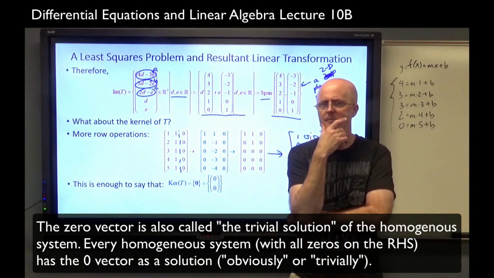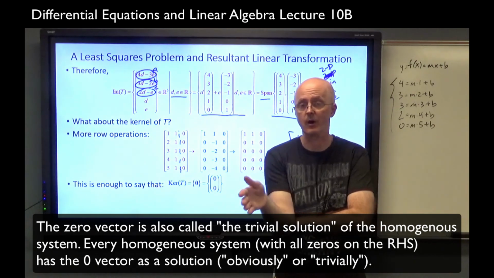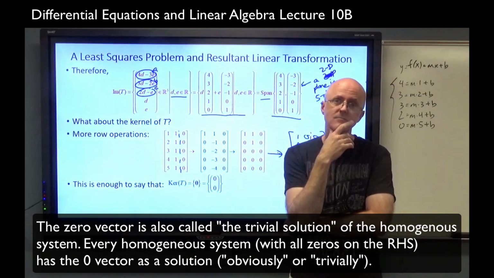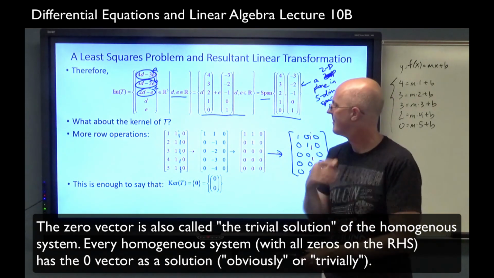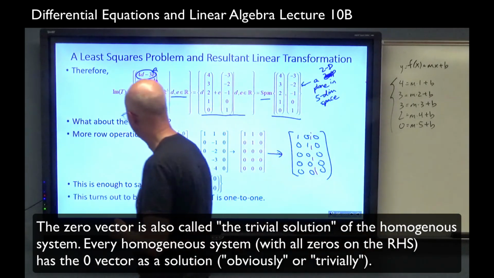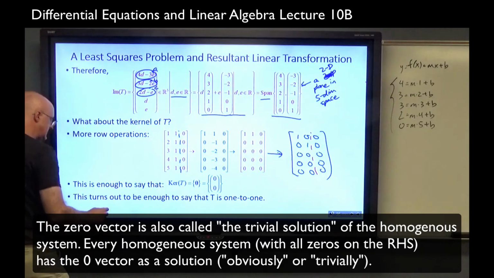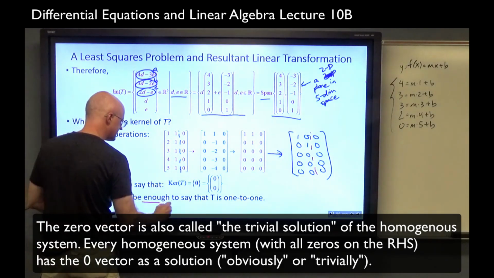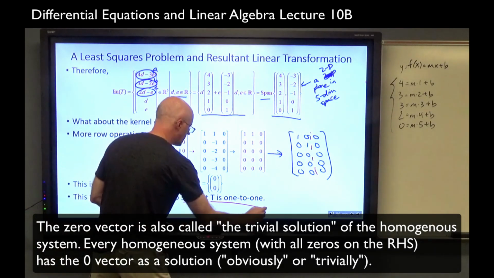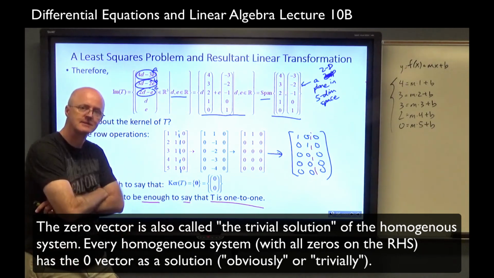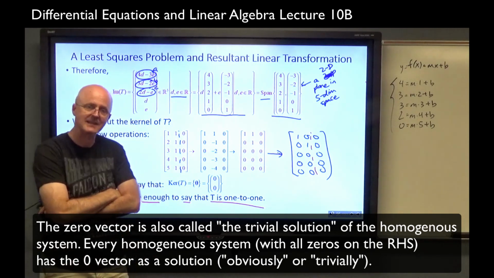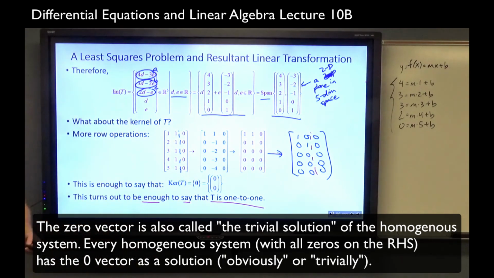Will that always happen for linear transformations from R2 to R5? Not always, but usually. And it turns out that this is enough to say that T is 1-to-1. When the kernel of a linear transformation is just the 0 vector, that actually is enough to guarantee that the linear transformation is 1-to-1. It maps distinct inputs to distinct outputs.